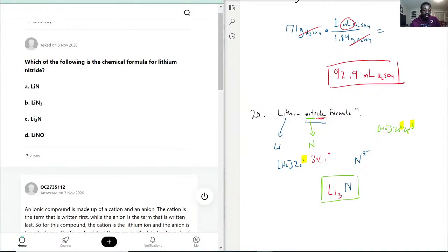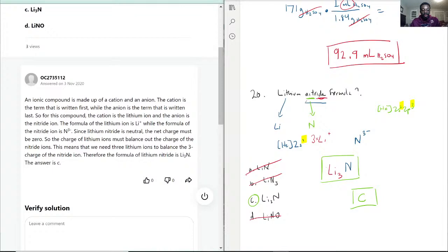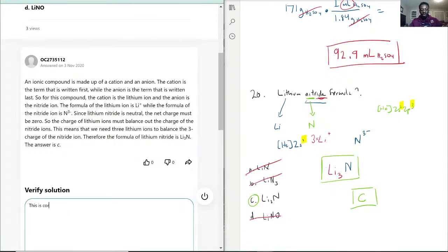Okay, let's see what choices that gives us. Let me actually write it down. We have A, LiN, that will not be it. B, LiN3, close but no dice. C, Li3N, which is exactly what we have so far, so it's definitely a good contender. Or D, LiNO, and that's definitely going to be a no, because we don't even see an oxygen there. Remember, nitride is just going to be the actual anion by itself, which is just nitrogen. So the correct answer in this case is C. This is a chemical formula for lithium nitride. Let's see here. They do have that. They explain that lithium is +1 and nitride is N3 minus. So this is correct.